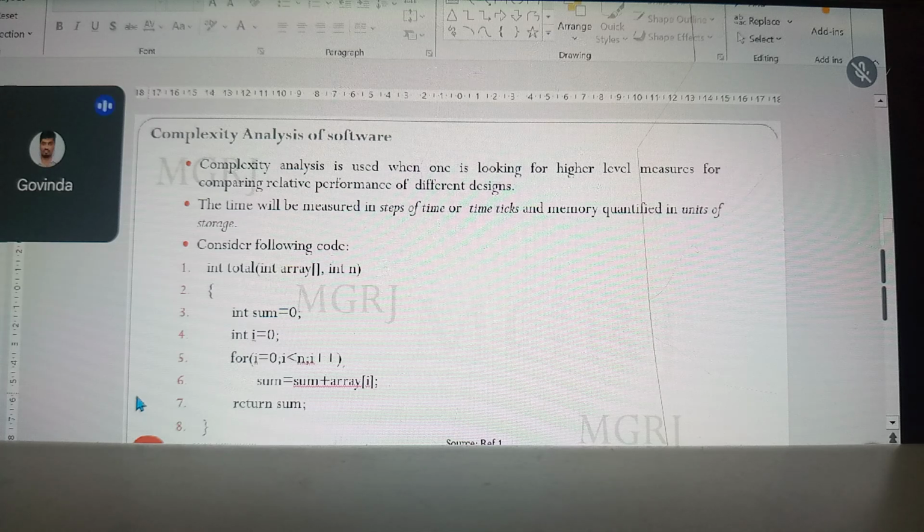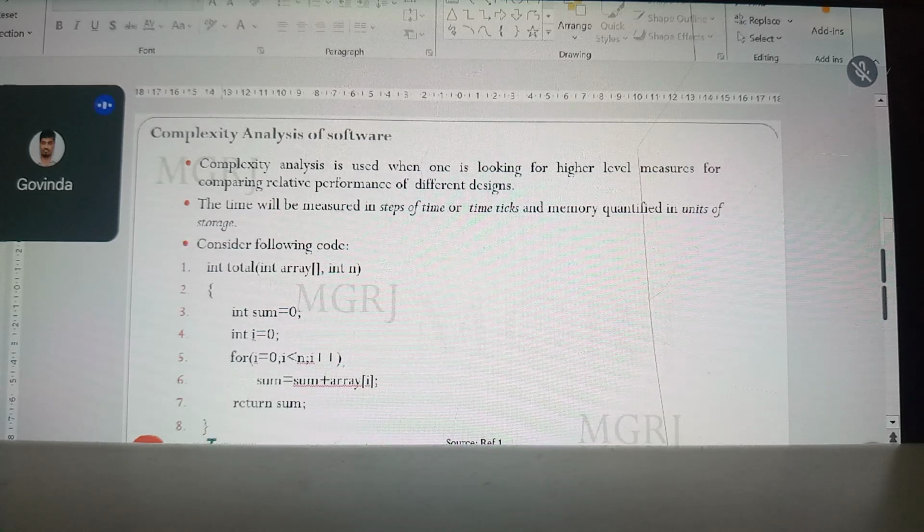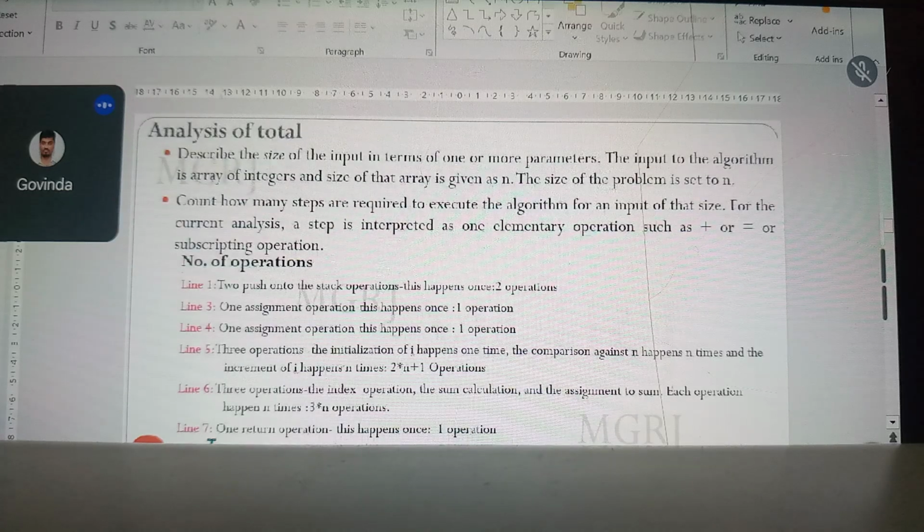Now for analysis, I have named the different lines of this program segment. All the different lines of the program segment are numbered. You can see 1 to 8. And now we'll start analyzing. For analysis, we need to consider it line by line. Guys, can you see I'm on slide number 23?